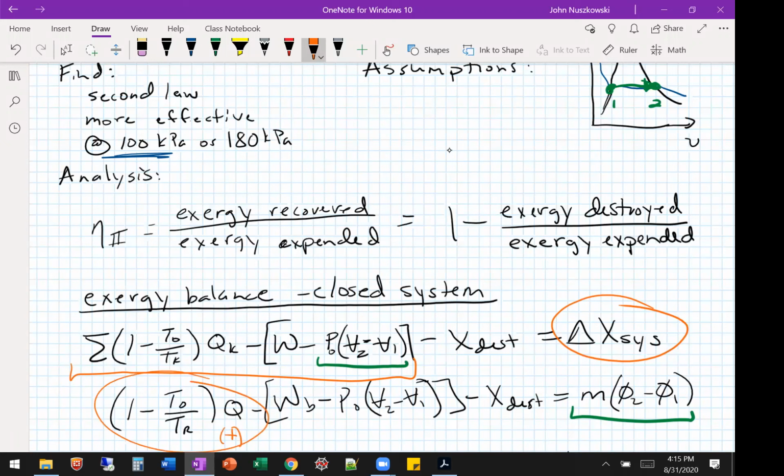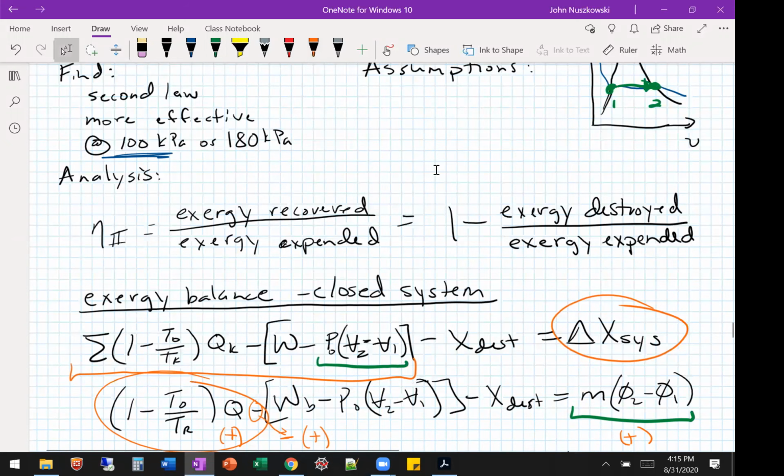We had work boundaries, so we have this negative from this term right here, but then when we solve for the boundary work, it was a positive, right? So we end up with a negative, so that's going to be recovered, all right? And then here we have the change, and we're going to have positive here, so that's going to be our expended also, okay?